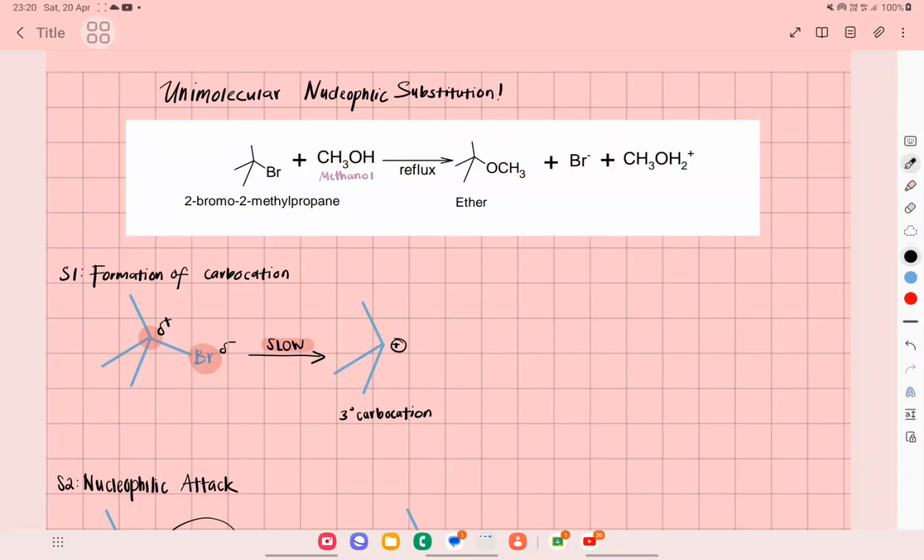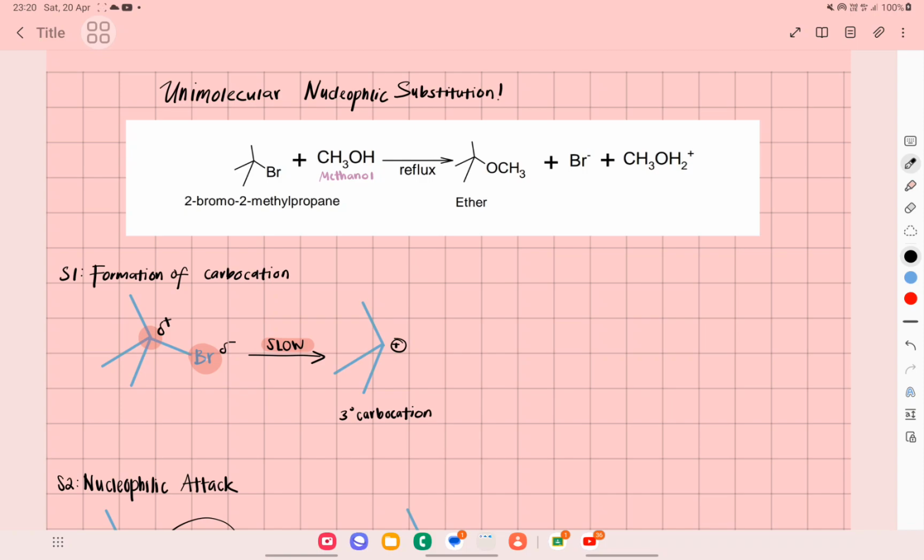In this video I'll be explaining the unimolecular nucleophilic substitution. We're given 2-bromo-2-methylpropane, and we're also given methanol, with reflux as the catalyst, which produces ether, Br minus and CH3OH2 plus.